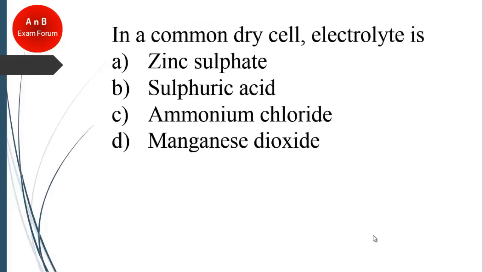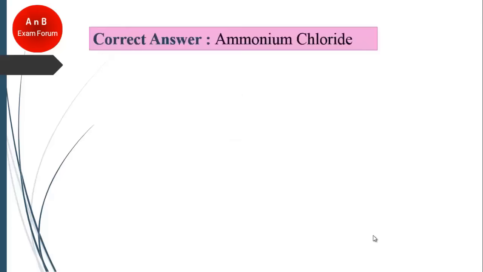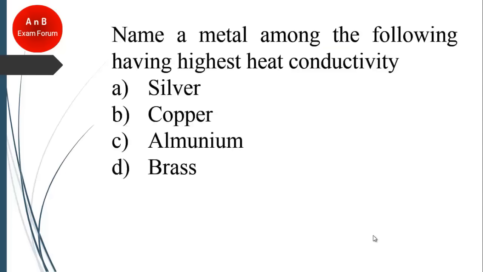Coming to the next question, in a common dry cell, electrolyte is what? These are the four options. Yes, the common dry cell which you use everywhere, and the electrolyte is what? Yes, students, the correct answer is option C, ammonium chloride. Okay, ammonium chloride is the right answer for that.